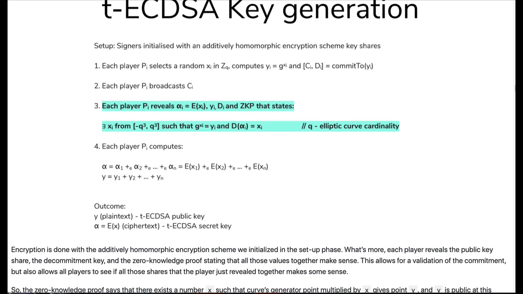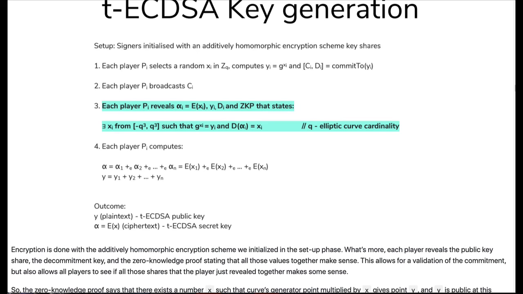So our last step is actually the key generation. Okay? And the key generation means that we're going to end up with our final collective private key. Okay? So the public key we know is the sum of all of the y's from all the nodes, and that's been shared.